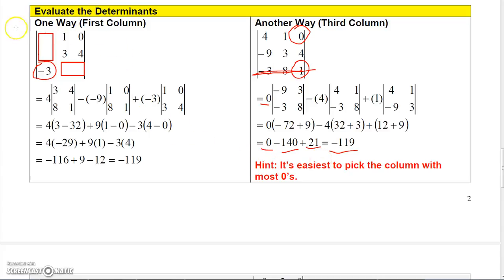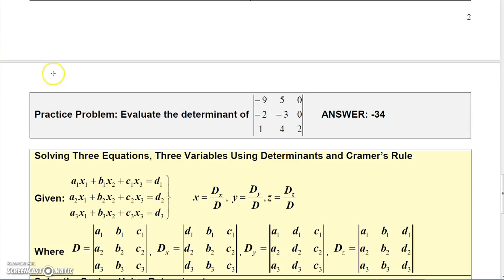So basically what you want to do is use the column that's going to give you the determinant of the matrix the quickest. Here's a practice problem. If you want to practice a 3 by 3 determinant, then practice on this one. The answer is given, and then when you're ready you can restart the video.